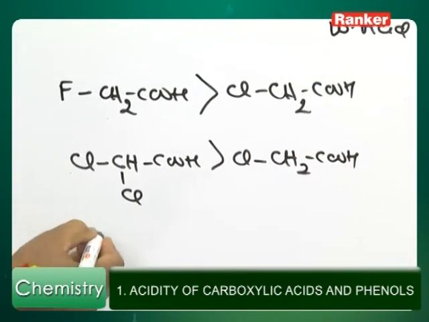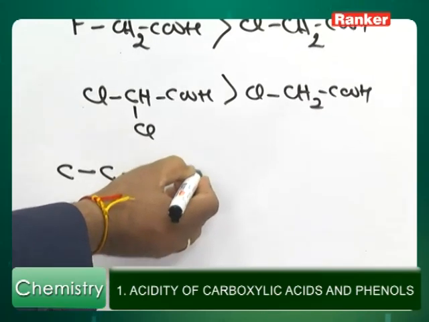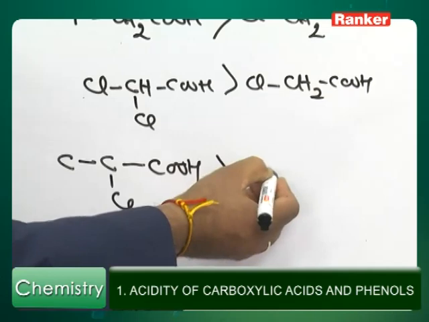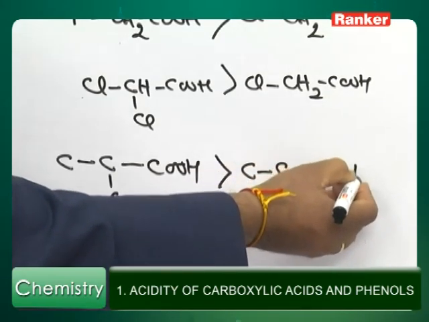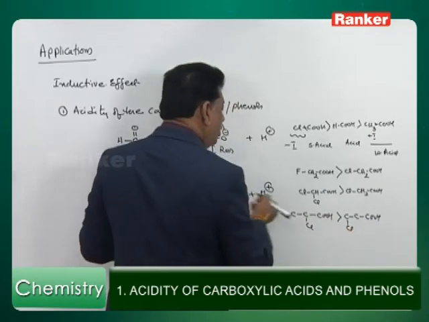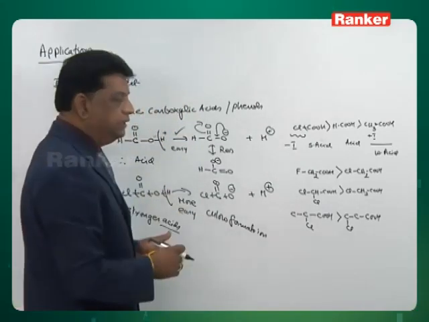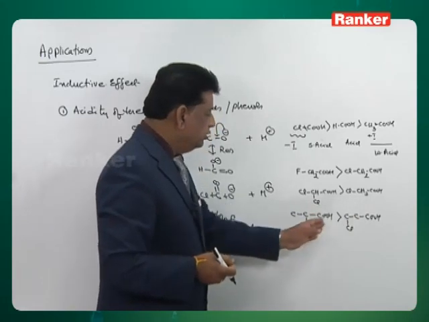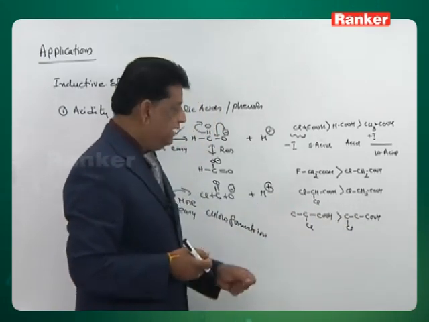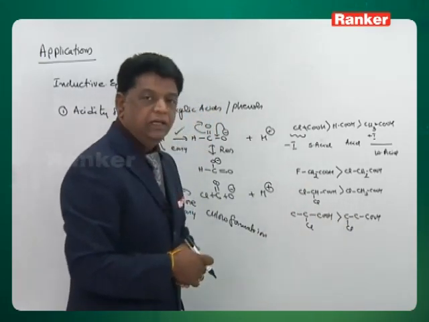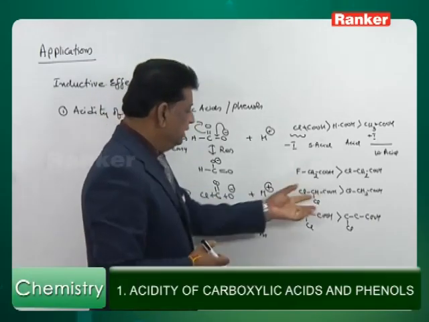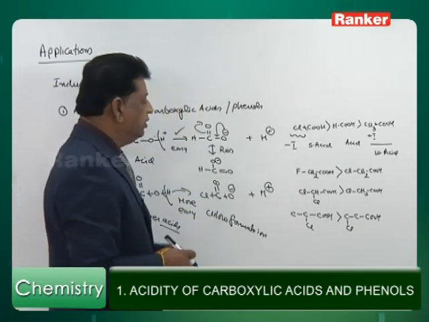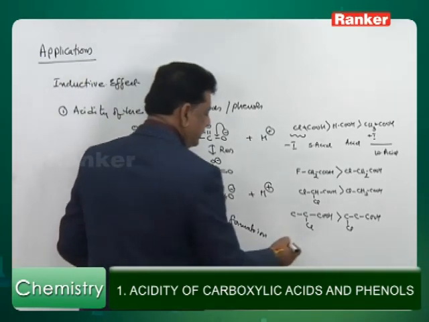The position of the halogen also matters. In propanoic acid, chlorine attached to the second carbon is stronger than chlorine attached to the third carbon. 2-chloropropanoic acid is stronger than 3-chloro. As I said, the chlorine is moving away, so the distance is increased. The net result is that the pulling of electron density, or stabilizing of the anion, decreases, therefore the acidity is decreased.